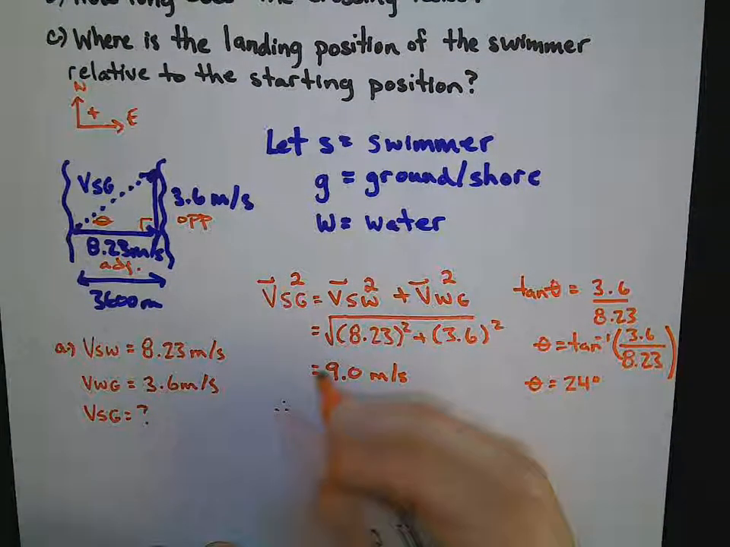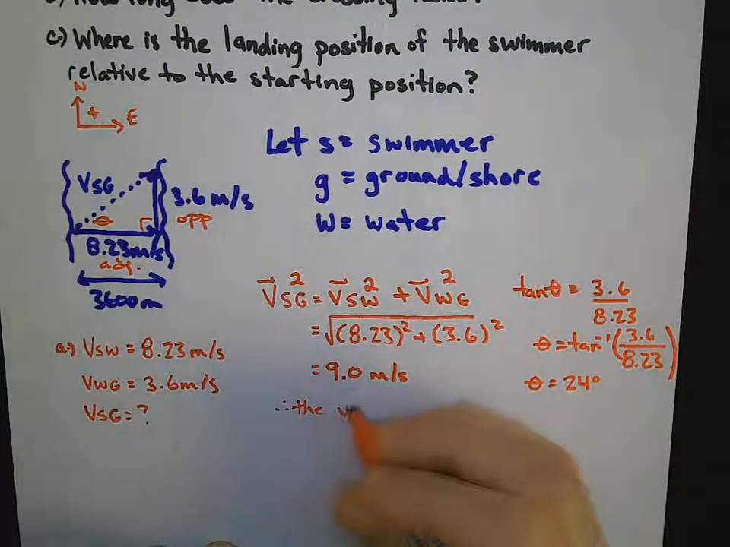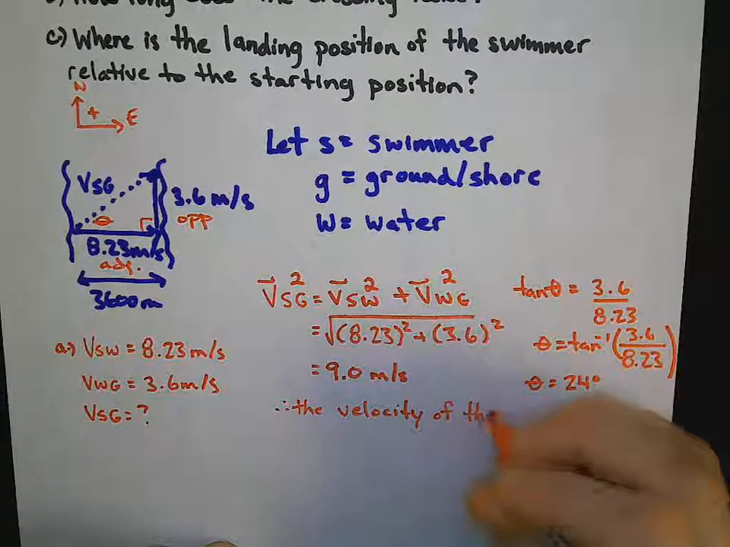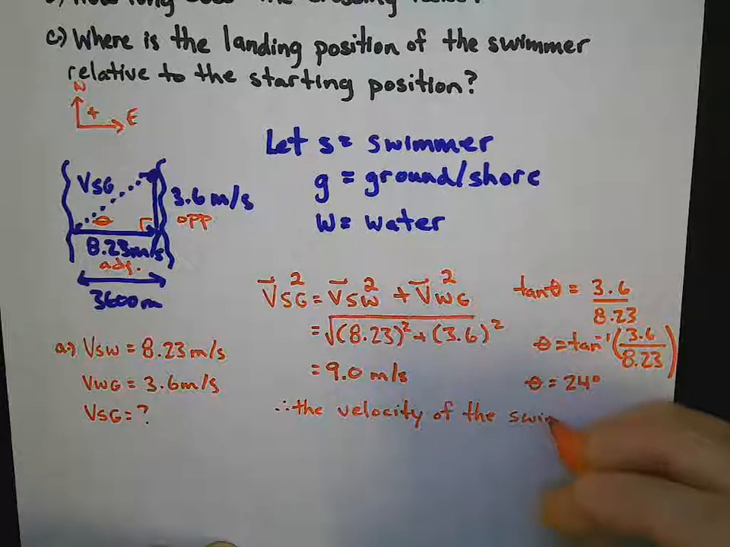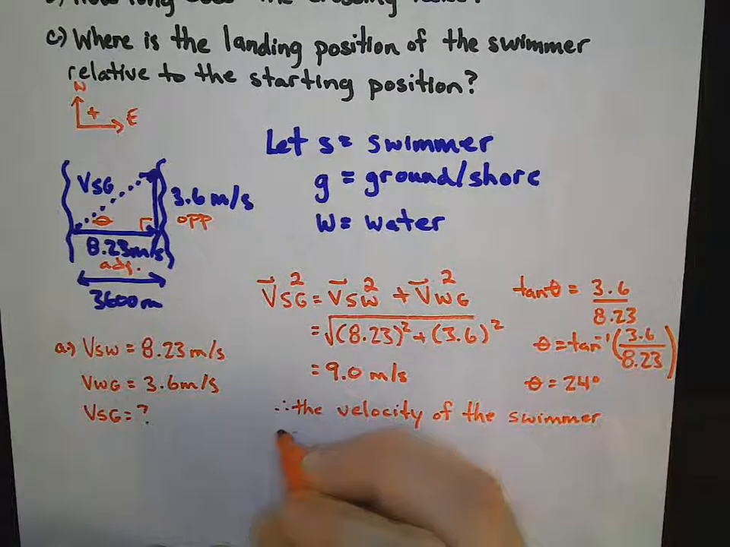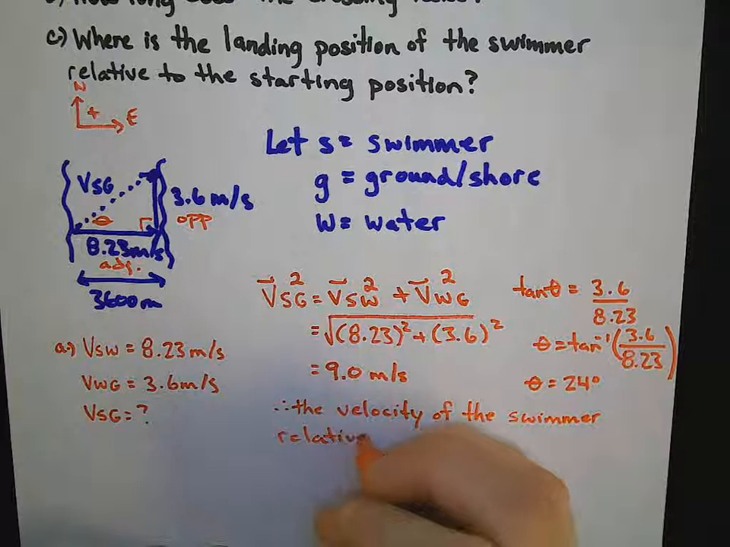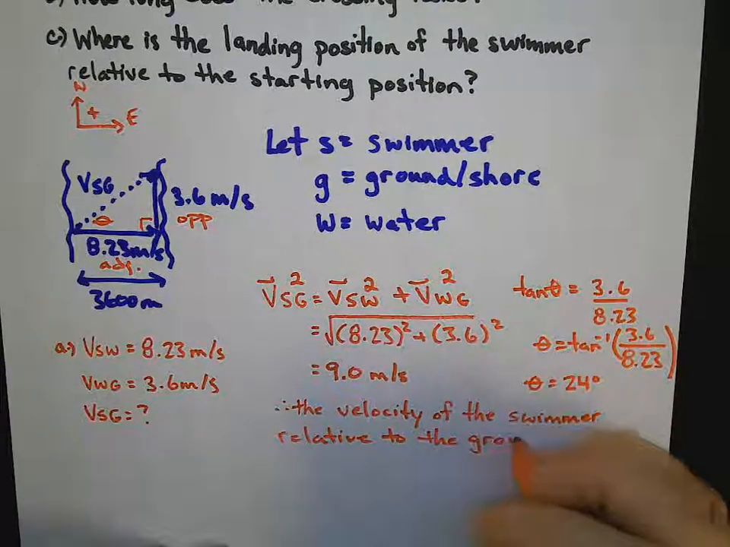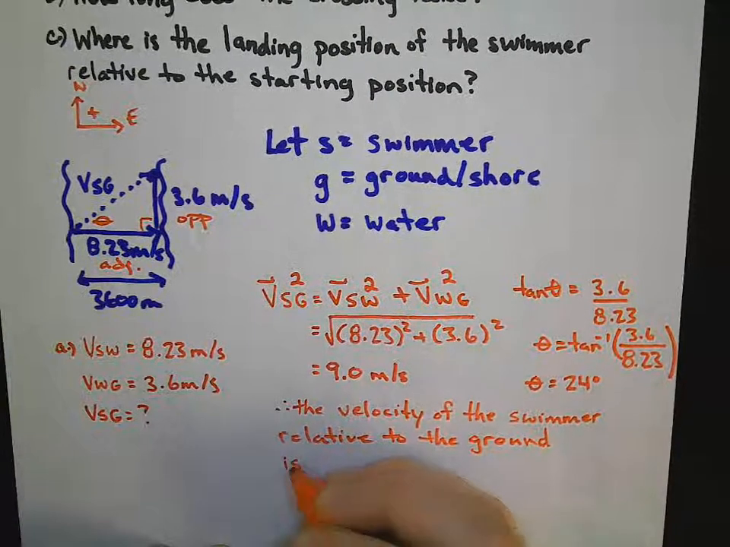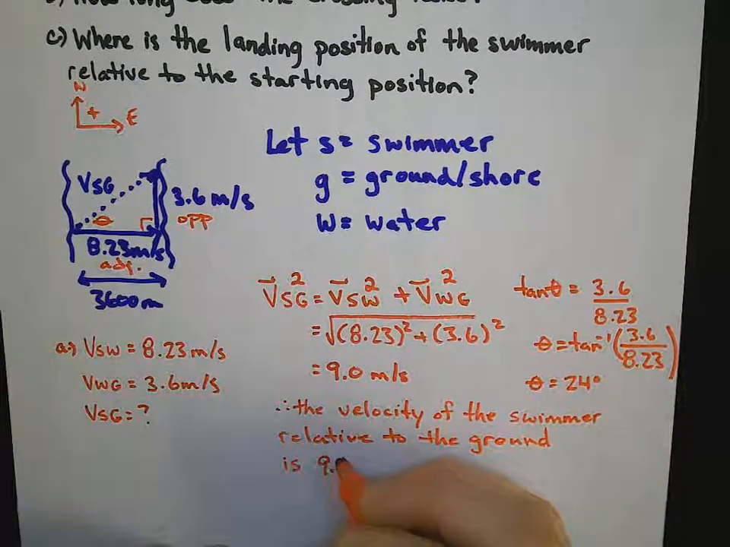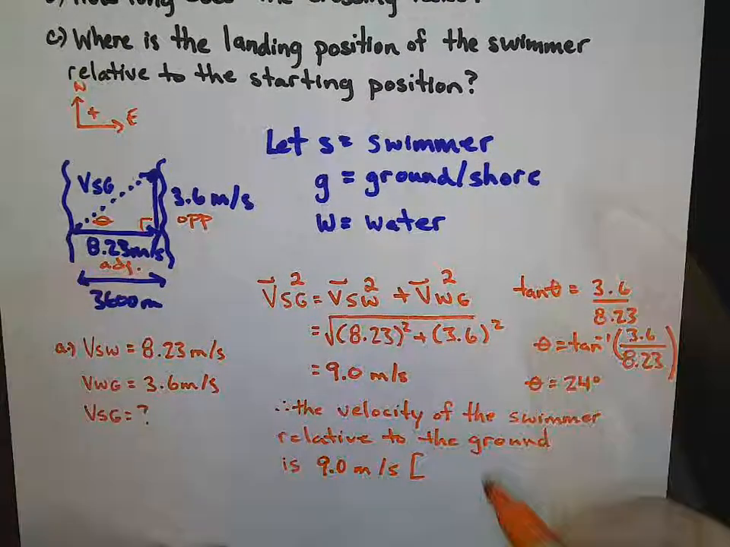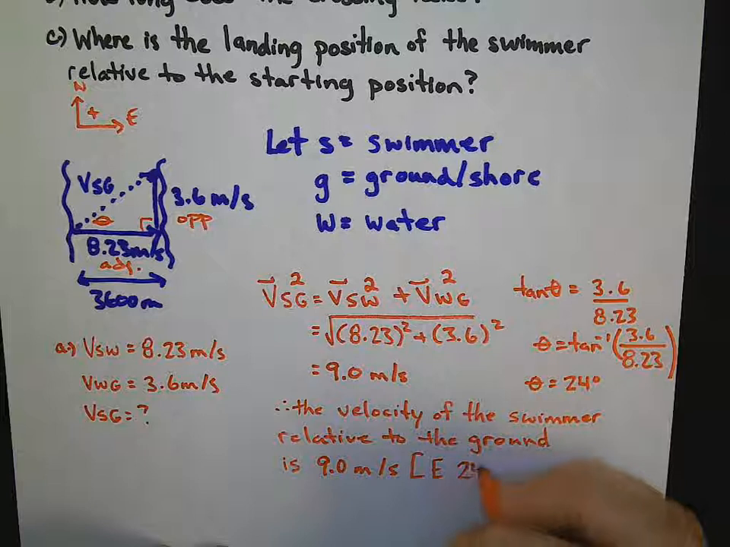So therefore, the velocity of the swimmer relative to the ground is 9.0 meters per second. Our first direction is east, 24 degrees north.